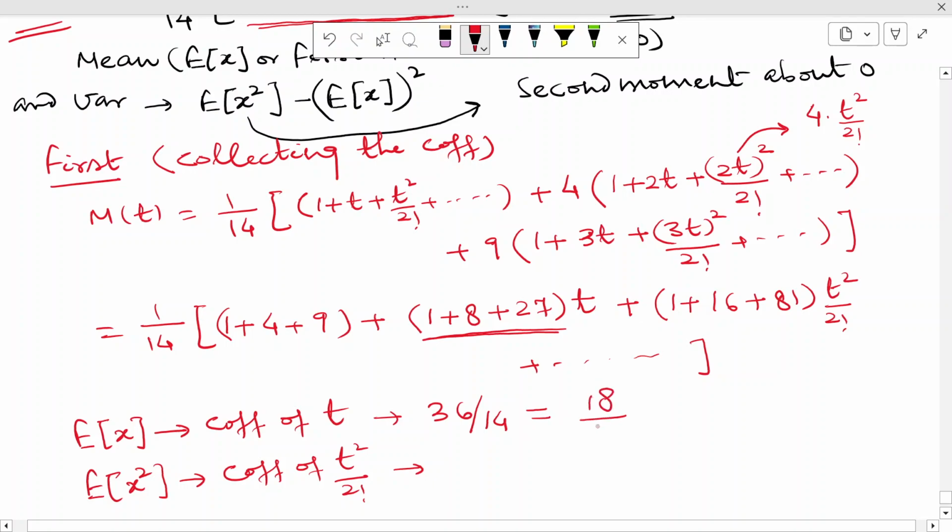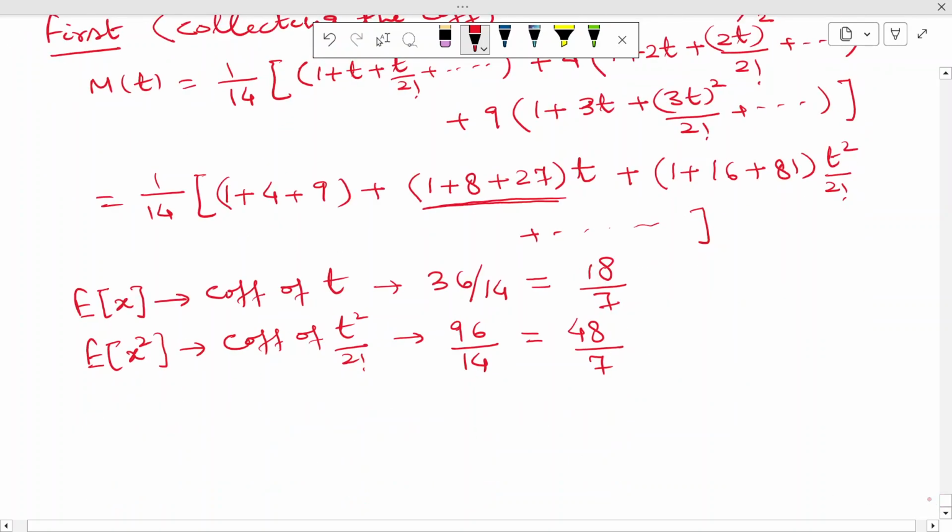18 upon 7, and similarly this will come out as 96 by 14, meaning when you are adding 81 plus 16 plus 1, it comes out 96, and we are having 1 by 14 outside, so this will be 96 upon 14, and this will give us the expectation of x square, or the second moment about origin, as 48 by 7.